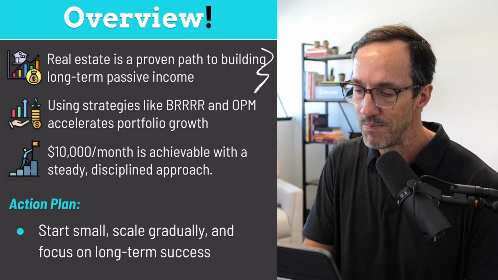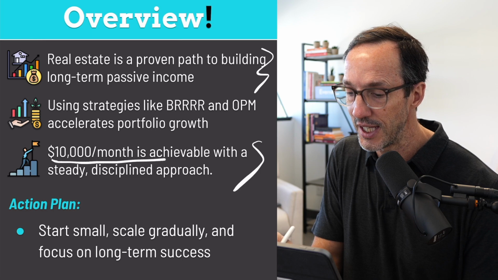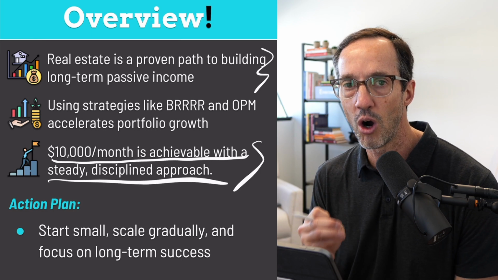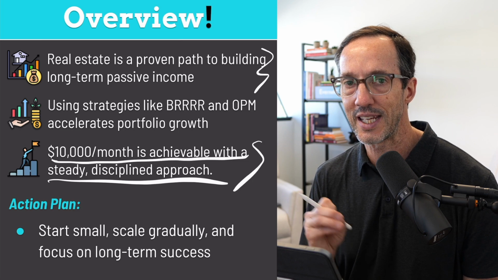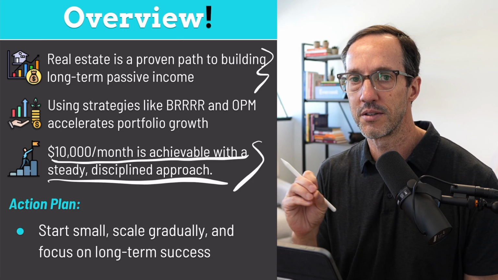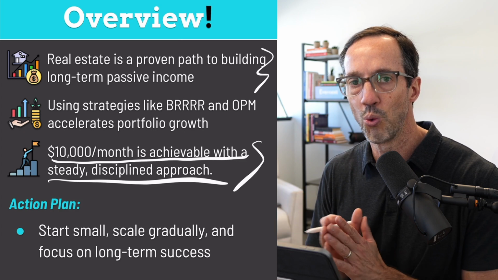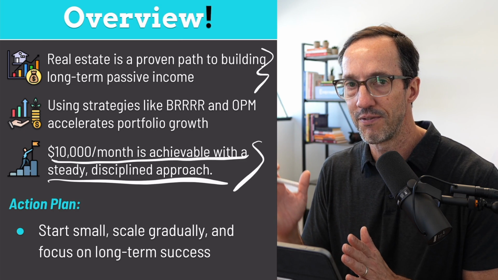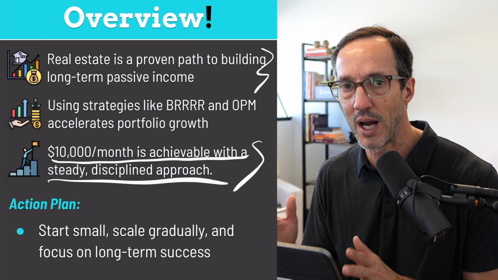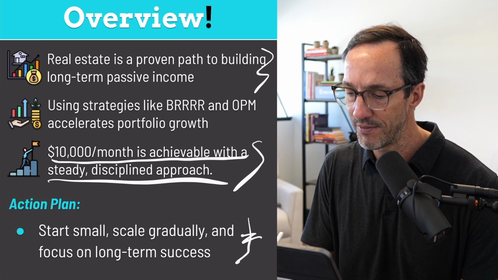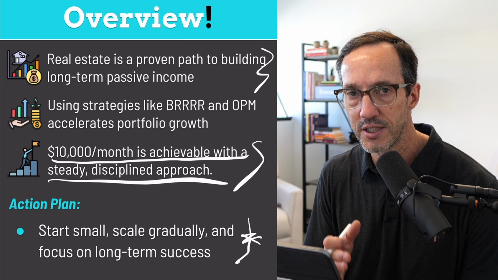Take your time. $10,000 a month, this is the key, is achievable with a steady and disciplined approach. Are you disciplined? Again, this is not a get-rich-quick type of process. This is slowly over time. You want to at least have probably a 5 to 10 year time horizon that you're thinking about. And so my advice to you is start small, scale little by little.